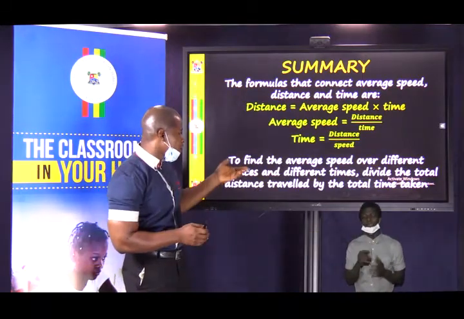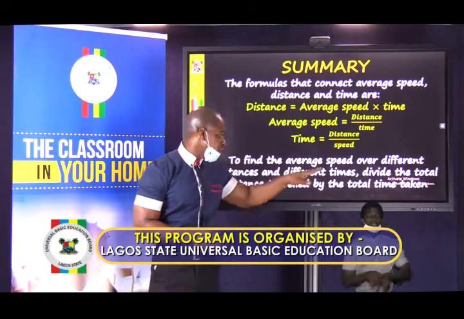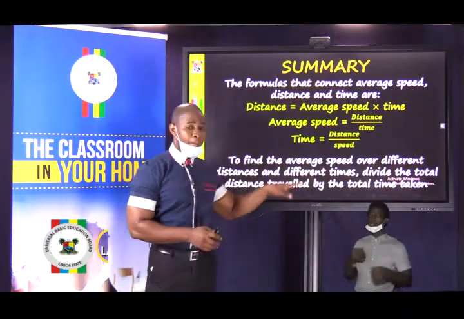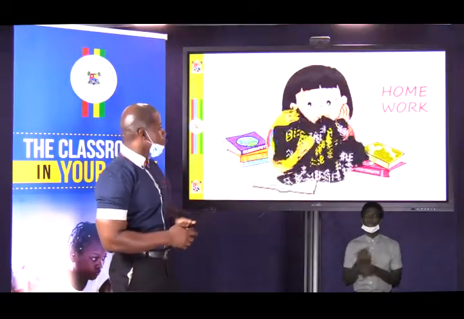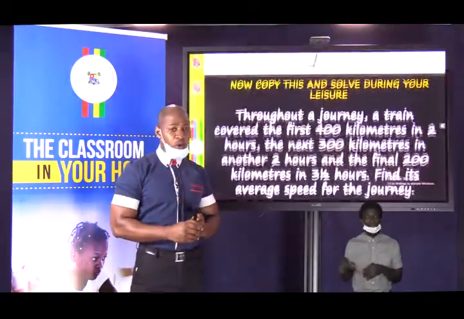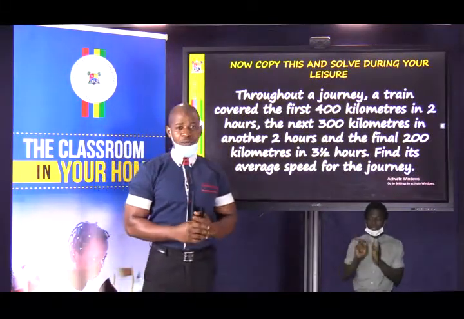Okay, so now to find the average speed over different distances and different times, divide the total distance traveled by the total time taken. Here is an assignment for you to practice with when you are less busy, my friend. Capture this in 30 seconds and I will be right back.